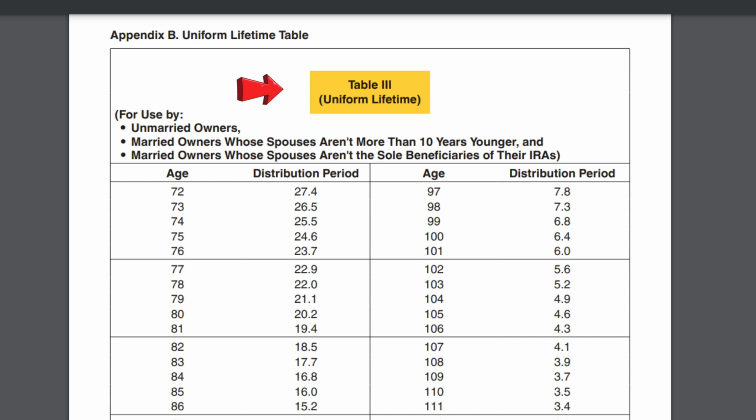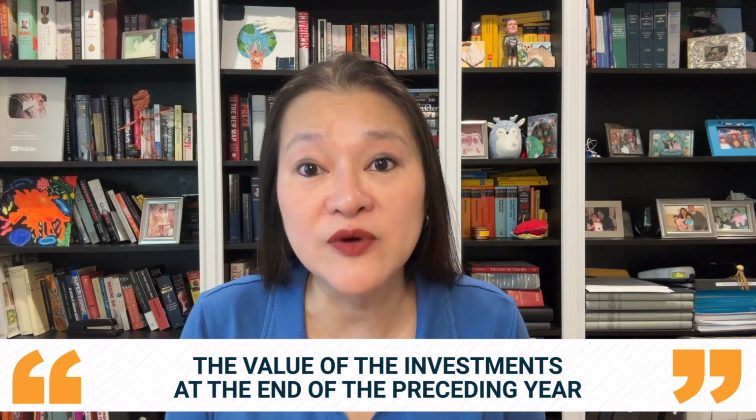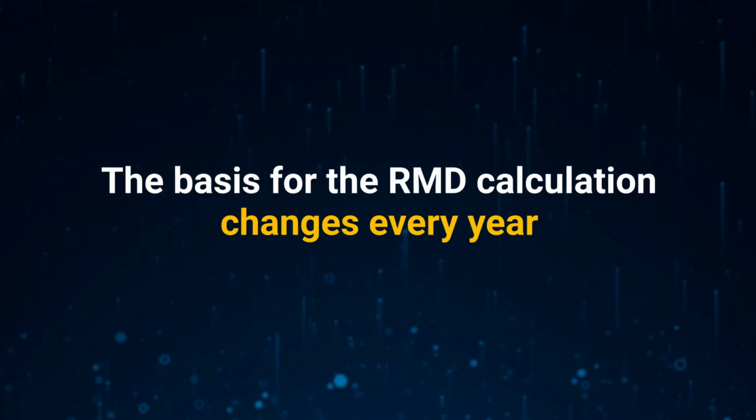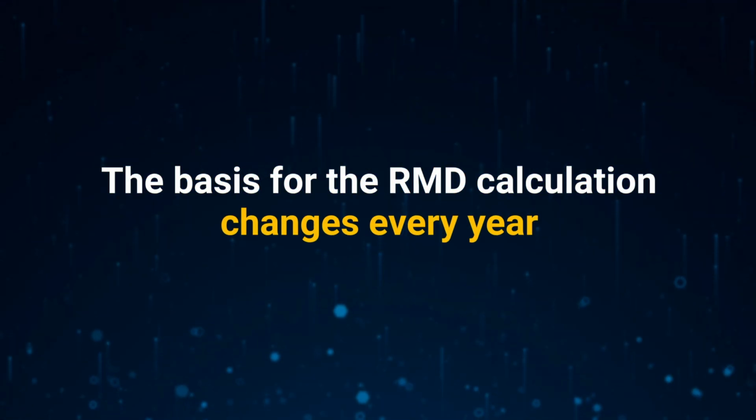Well, that's not a trivial question. While we can make the assumption that this table with the minimum distribution periods may not change during her retirement, what is a bit harder to predict is what value Sally's retirement savings may have in the future. Remember, the actual amount of the required minimum distribution in dollars in any given year is determined by the value of the investments at the end of the preceding year, divided by the applicable distribution period. So the basis for the RMD calculation changes every year.